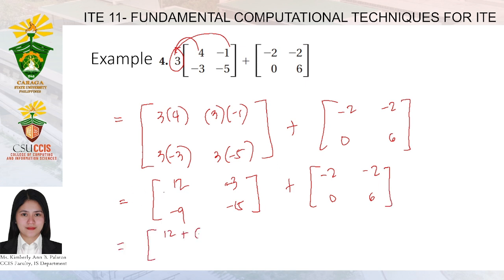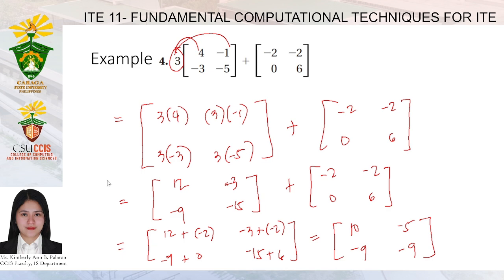12 plus negative 2, 9 plus 0, negative 3 plus negative 2, negative 15 plus 6. Dili na lang napaisulat, kaya wala na tayo space. That would be 10, negative 5, negative 9, and negative 9. So, that will be your final answer.